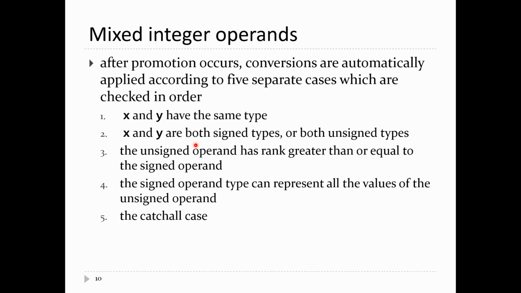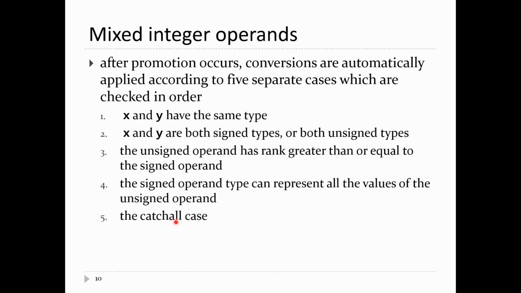If x and y are both signed, or they're both unsigned, something happens. Otherwise, if the rank of the unsigned operand is greater than or equal to the rank of the signed operand, something happens. Otherwise, if the signed operand type can represent all the values of the unsigned operand type, something happens. And then finally, case 5 happens. So if none of these are true, then you fall into case 5.